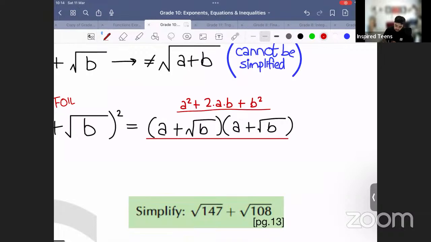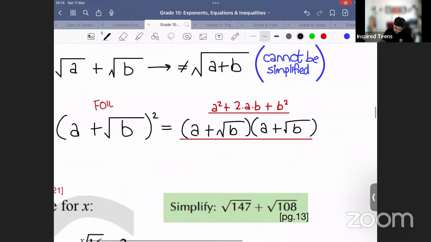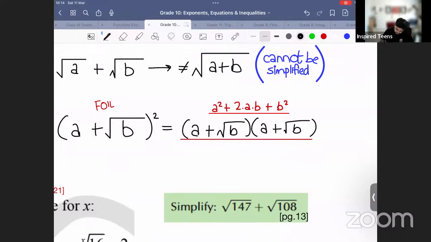And then I utilized the shortcut. Again, you can FOIL it or you can utilize the shortcut. Both are going to work perfectly okay. So what I'm going to do is I'm going to say A squared plus 2AB plus B squared. So remember, this is my A, this is B.